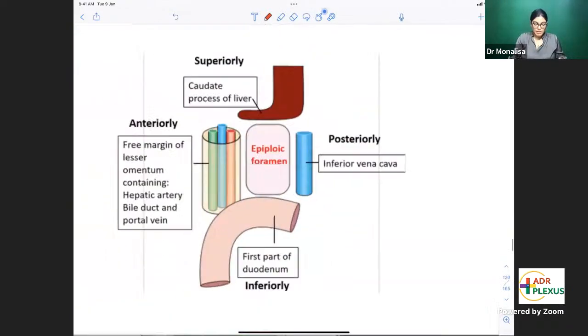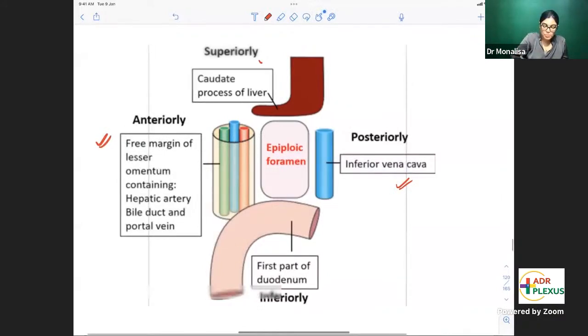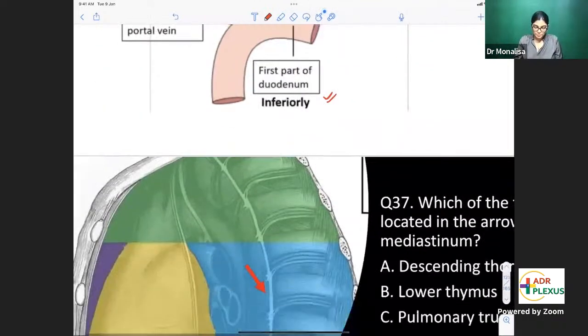See here, this is a schematic diagram of the epiploic foramen. Anteriorly, it has the relation of the lesser omentum containing three important structures: hepatic artery, the bile duct, and the portal vein. Posteriorly, it is related with the inferior vena cava. Superiorly, it is related with the caudate process of the liver, and inferiorly, it has the relation of the first part of the duodenum. So definitely the superior relation is with the liver caudate process.